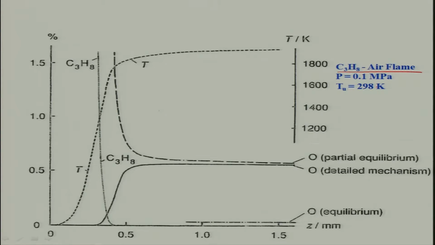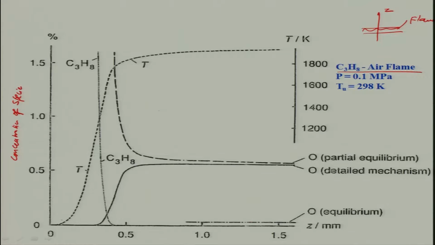For example, let us say I have a C3H8 air flame at 0.1 megapascal and 298 K, and I am plotting concentration profiles of species versus distance across the flame. If there is a flame here, I am going along the Z direction. This is my one dimensional flame, and I am plotting Z.